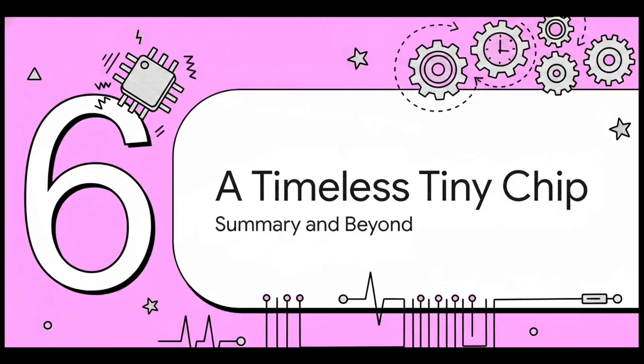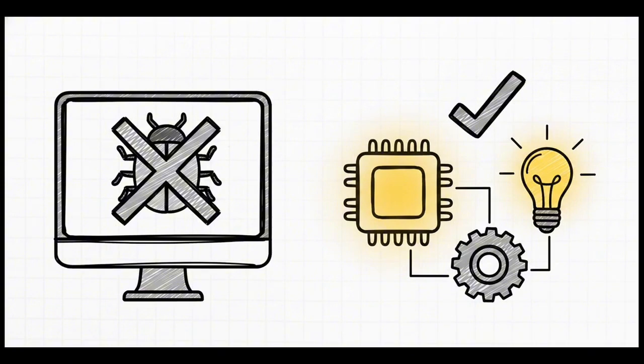And finally, Section 6, a timeless, tiny chip. Summary and beyond. You know, in an age where everything is smart, connected, and programmable, the 555 timer stands out as a monumental achievement in semiconductor design. For one really beautiful reason, it requires absolutely no software coding. Because it relies purely on a direct hardware-driven response to an electrical stimulus, it is practically immune to code crashes.